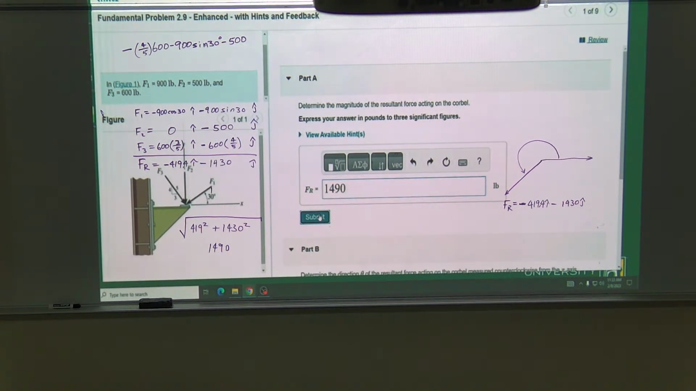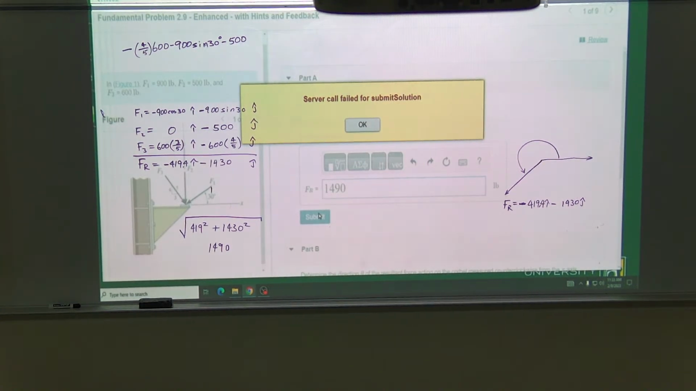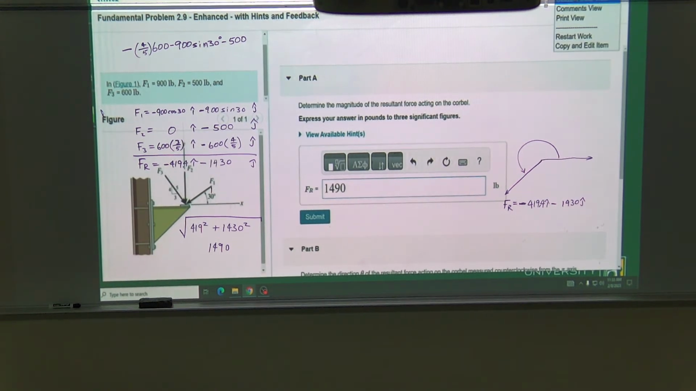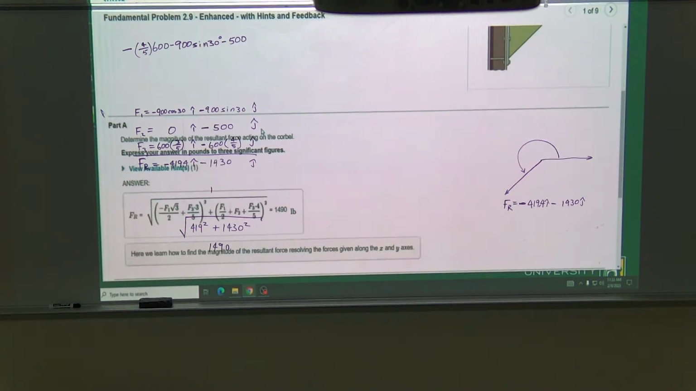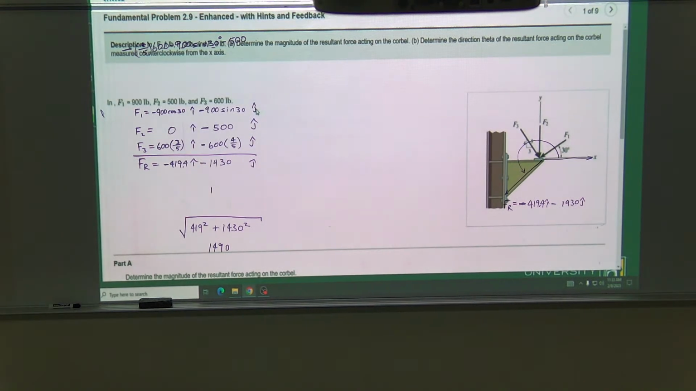Did I enter 1490? Uh-oh. Have y'all ever had that? Server call failed first. Uh-oh. Jeez. Okay. Well, I don't know. So there it is. There's the answer. It's 1490. So if you have a problem like that, I guess go get a cup of coffee and come back maybe, or reboot your computer or something. I don't know what that's about. Okay. So I got that part right.